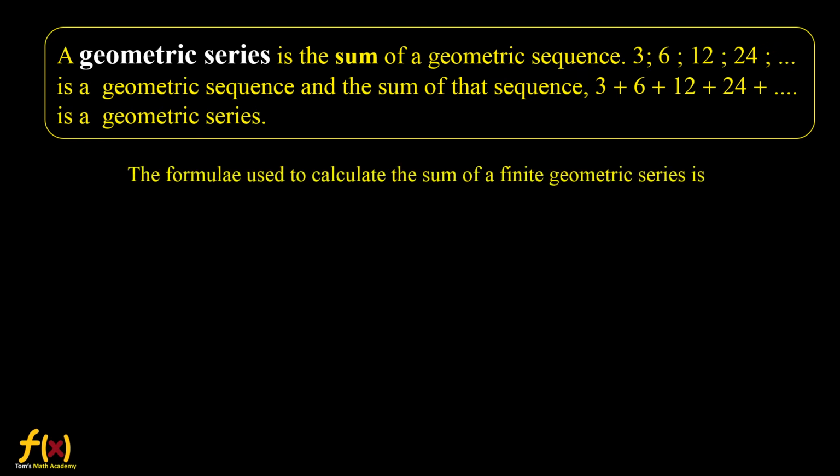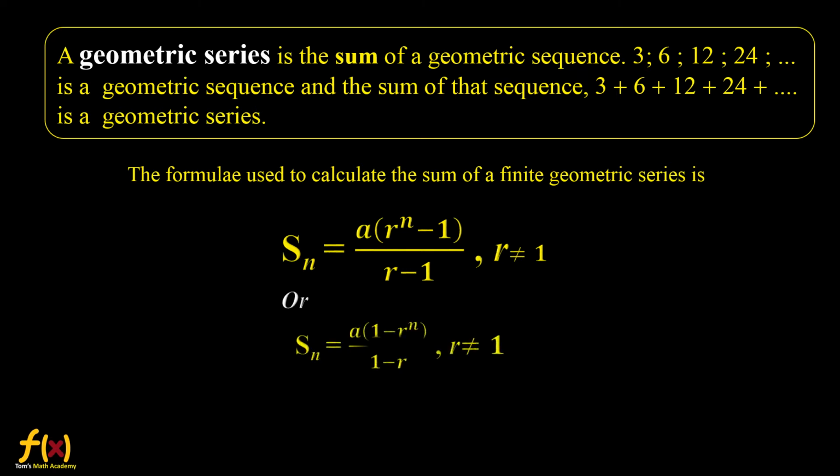Okay, the formulae used to calculate the sum, we have it on the formula sheet. Sn equal to a r to the power n minus 1 divided by r minus 1. We use this formula if the common ratio is greater than 1. Or if the common ratio is less than 1, we use another formula, Sn equal to a times 1 minus r to the power n divided by 1 minus r.